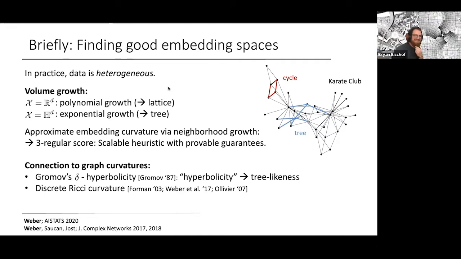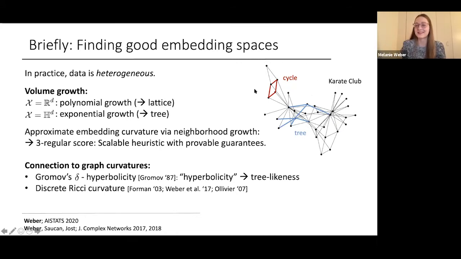Cool. Okay. Yeah, so the data that we encounter in practice looks more like this, just much more complex. So this is the well-known karate club example, where you have certain substructures that are cycles, for instance, more a feature that we find in spherical geometries, so an indicator of positive curvature, or substructures that look more like a tree.